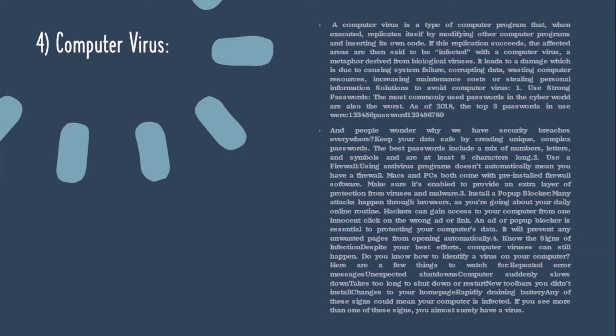Third, install a pop-up blocker. Many attacks happen through browsers as you're going about your daily online routine. Hackers can gain access to your computer from one innocent click on the wrong ad or link. An ad or pop-up blocker is essential for protecting your computer's data. It will prevent any unwanted pages from opening automatically.